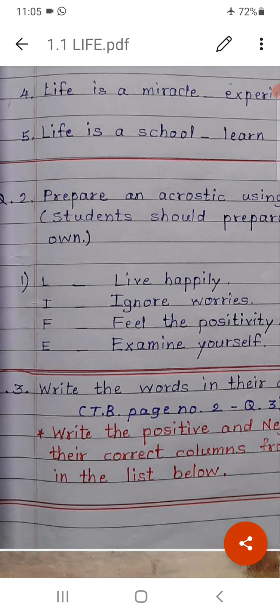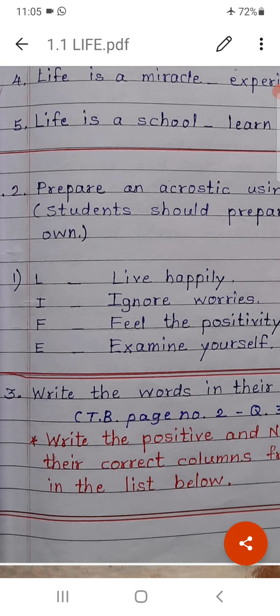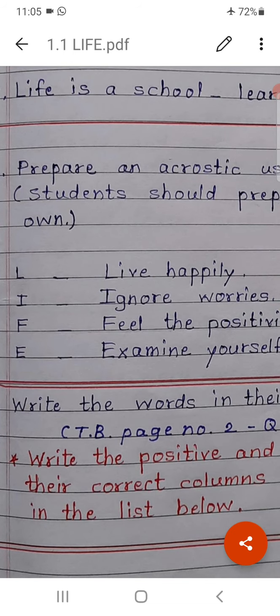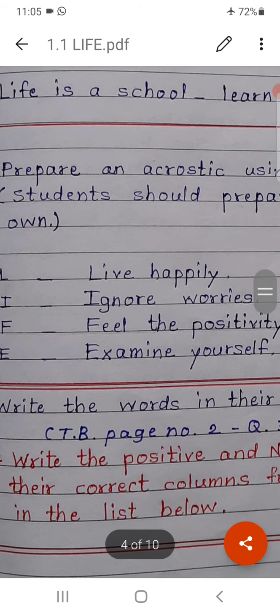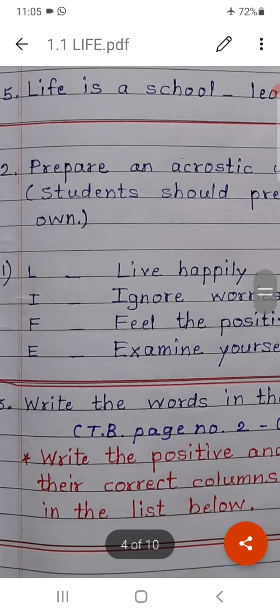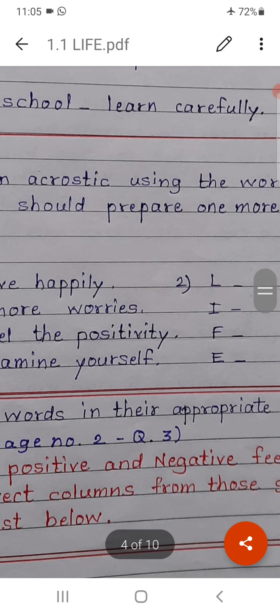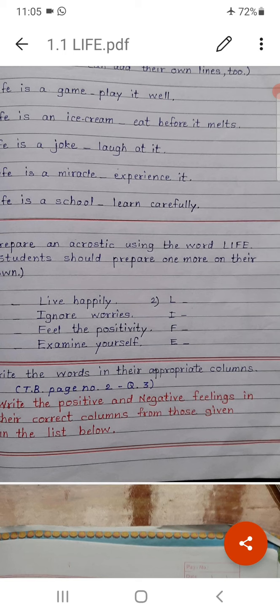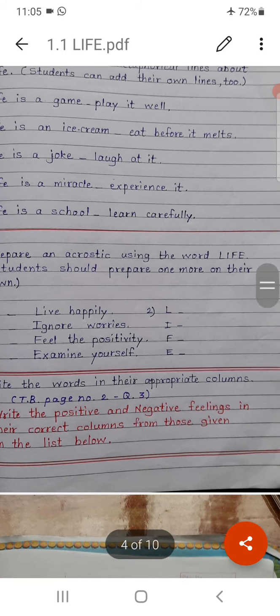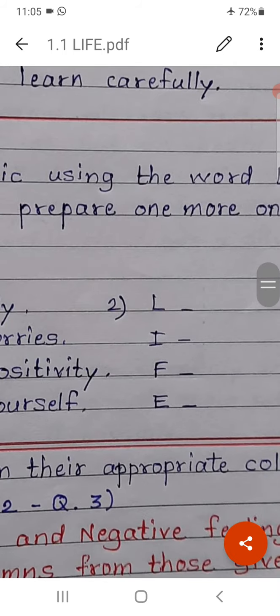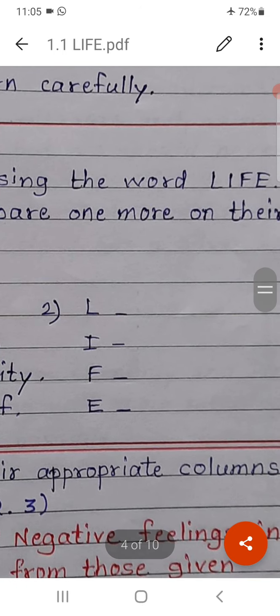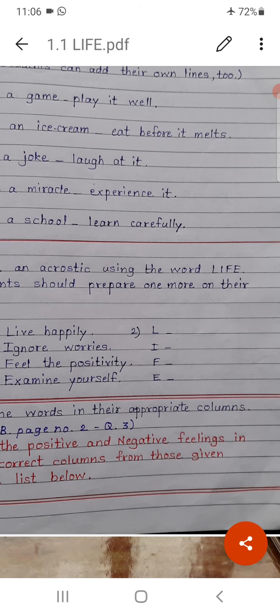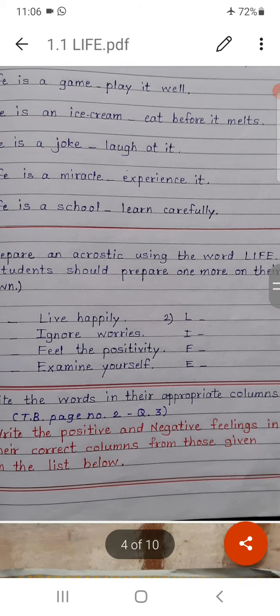See here how this acrostic is made. First one, life. L says live happily, I says ignore worries, F says feel the positivity, and E says examine yourself. This is from the textbook itself, but here you have to write something different of your own. See here, LIFE, I have kept the space there. You have to make an acrostic of your own imagination, your own thoughts, and you have to write down there.